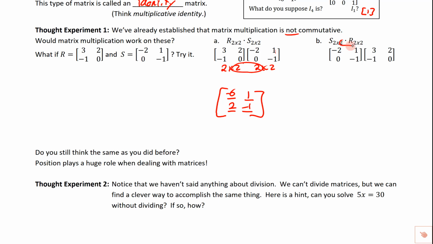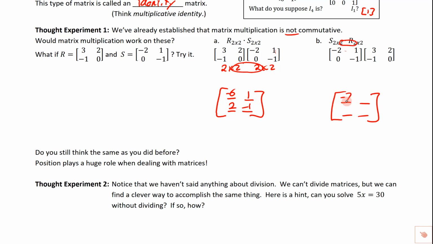And again, notice the inner dimensions are the same even if I switch the order. So we're going to end up with a 2 by 2. So let's go ahead and write down what we get here. So I'm going to put a blank for each one of those. So first row, first column. So first row with the first column. So we're going to multiply these together. So this is going to be a negative 2 times a 3. That's negative 6. 1 times negative 1. That's a negative 1. So this is going to be negative 7 here.